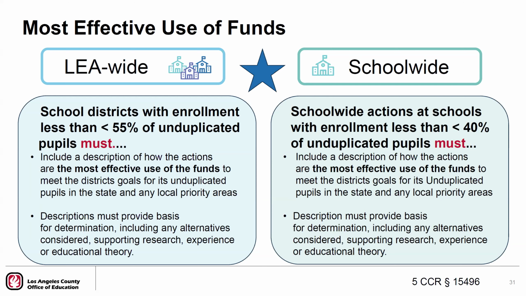If a school-wide contributing action will be implemented at a school site within the district with less than 40% unduplicated pupils, then for all school-wide actions at that school site, you must do the same. Describe how the school-wide action is the most effective use of funds and provide a basis for determination with supporting research, experience, or educational theory in the action description column.